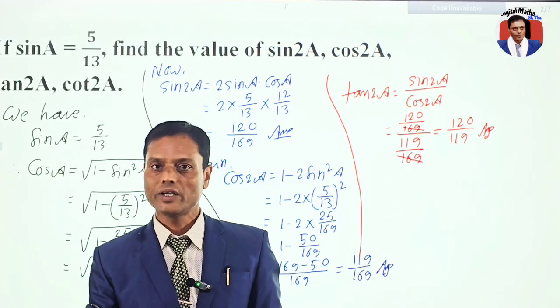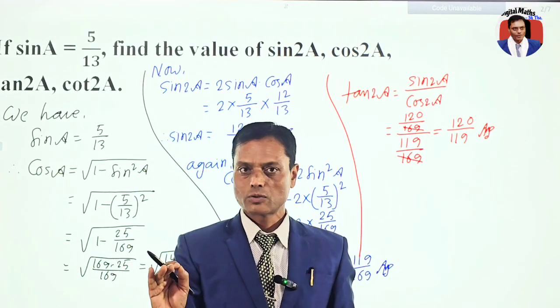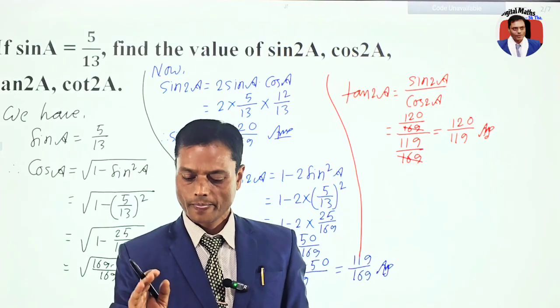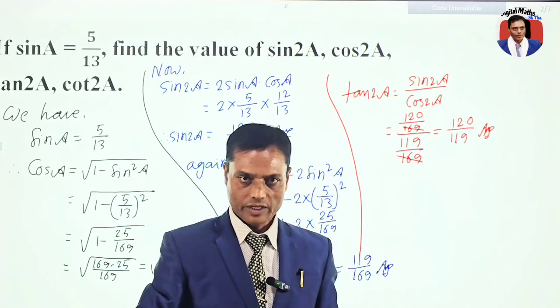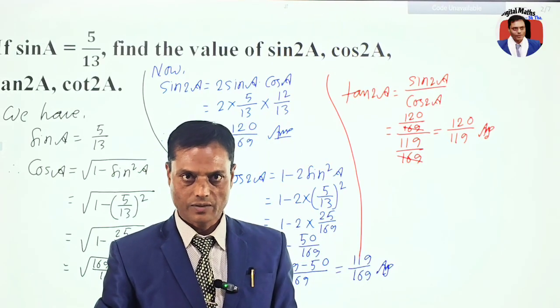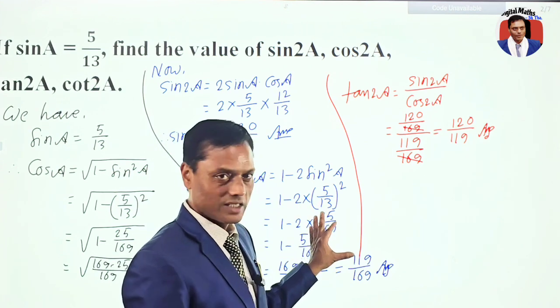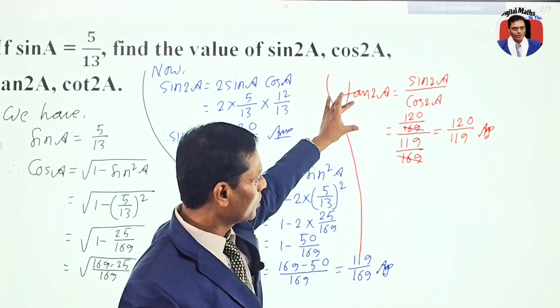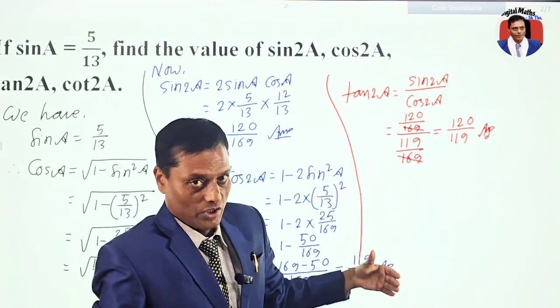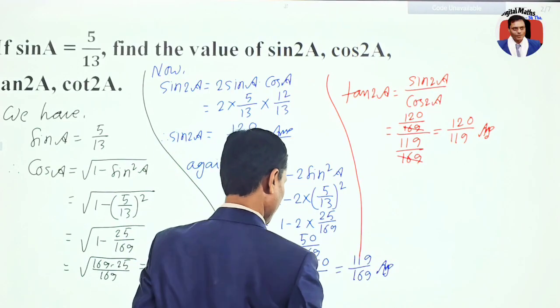What's the formula of cot 2a? Cot square a minus 1 over 2 cot a. You can put the value of cot a and simplify, and you can easily get the value of cot 2a. But under this condition, if you have tan 2a, then you can do 1 by tan 2a. You can easily get the value of cot 2a here also, isn't it?